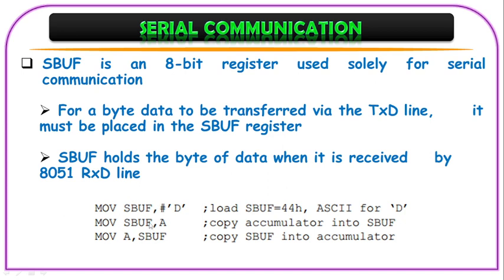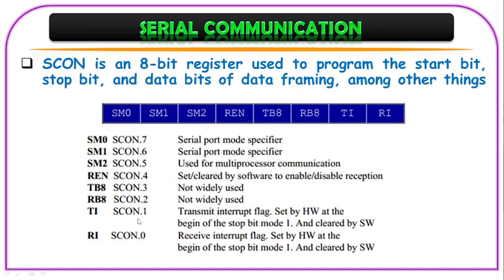How will you access the SBUF register? These are some instructions which access SBUF. MOV SBUF, comma, within quotes if I give 'D', that will load the ASCII value of D. D's ASCII value is 44H and this value will be loaded into SBUF. So you will be able to transmit string values also. You can also give immediate data here, and in the second instruction you can have data transfer between SBUF and the accumulator, and similarly between the accumulator and SBUF. This is how you access the SBUF register.